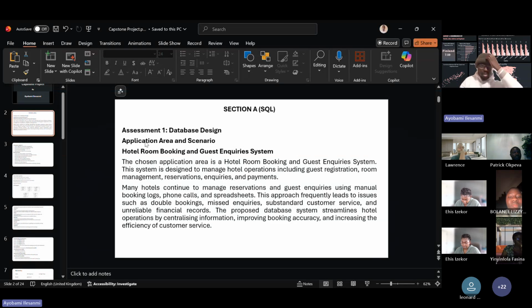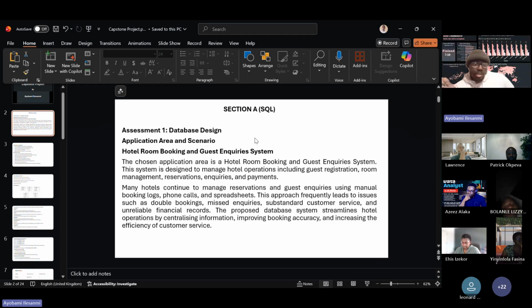I picked this application area, which is hotel room booking and guest inquiry system, because as we know today in Nigeria, many hotels depend on manual book logs, phone calls, and spreadsheets. So this application area should be able to minimize or eradicate or reduce the paperwork of hotel operations, and subsequently, reduce the error that comes with manual way of imputing data.